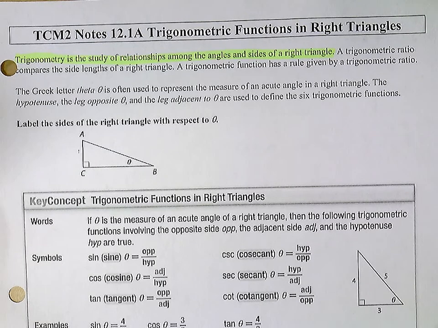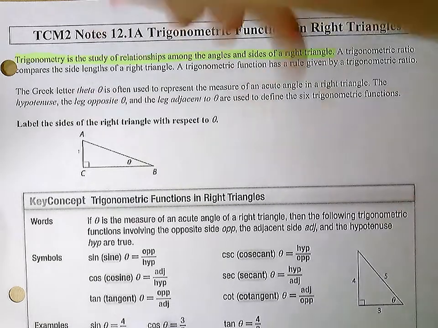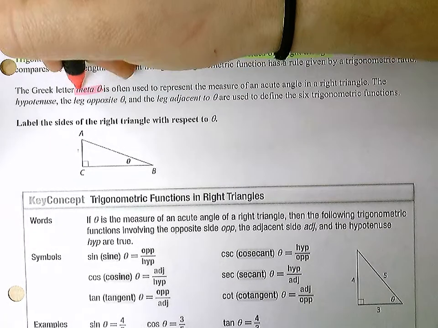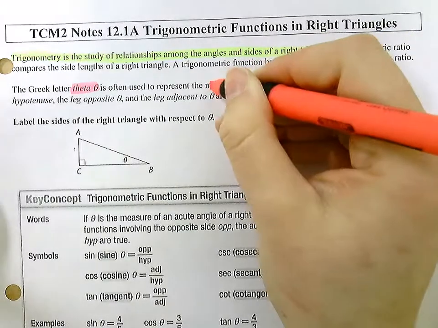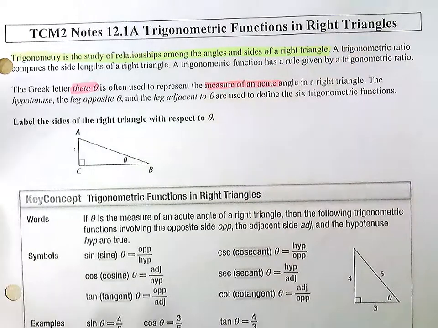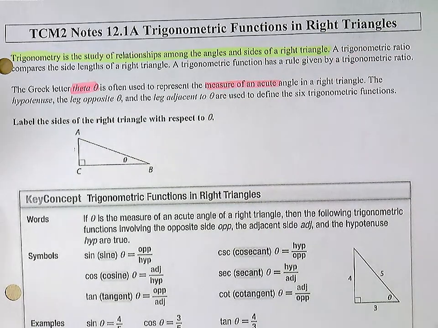So we use the Greek letter theta. If you see this symbol, it is a theta. It is often used to represent the measure of an acute angle in a right triangle. Those other two angles in a right triangle are acute. So you have one 90-degree angle and two acute angles. So you have the hypotenuse, the leg opposite theta, and the leg adjacent to theta.